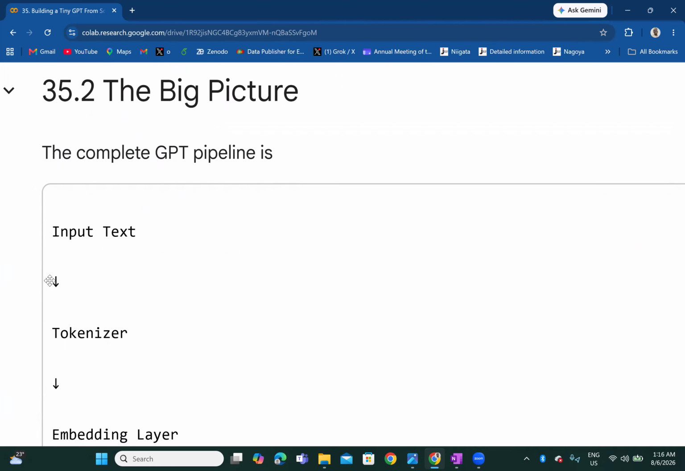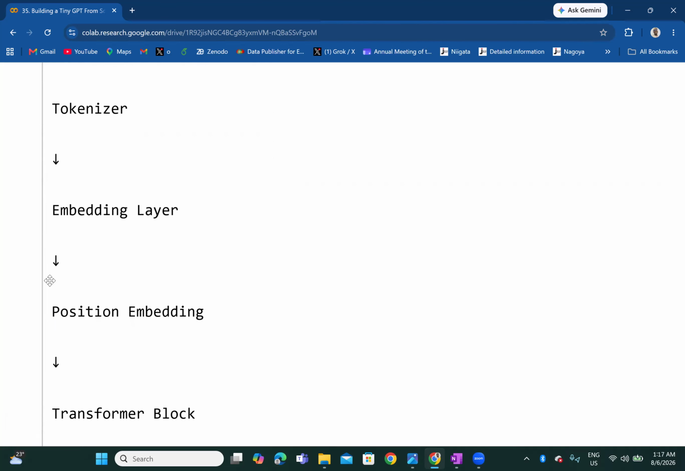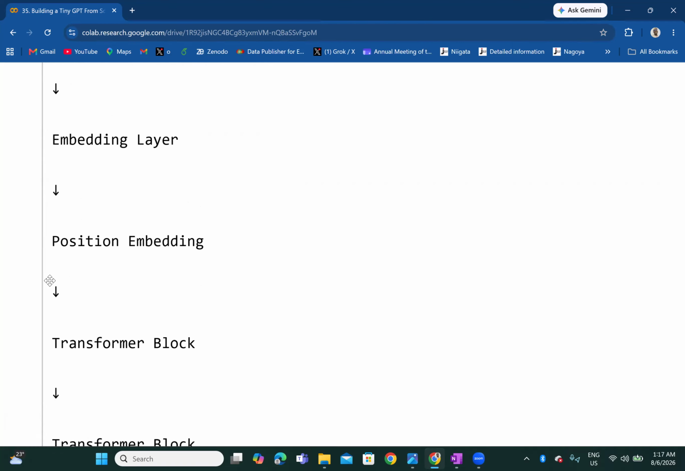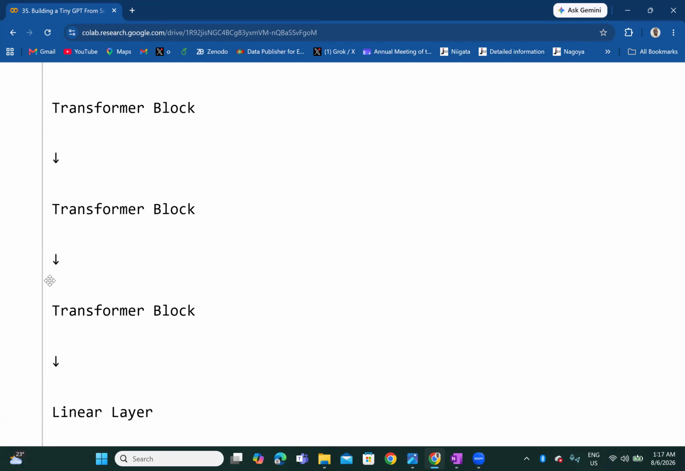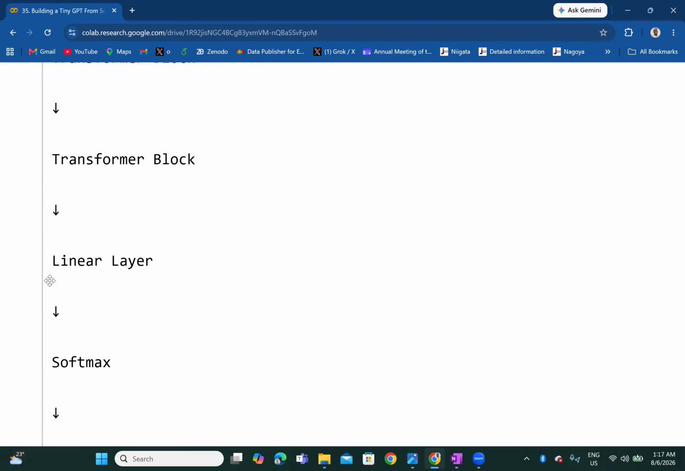The complete GPT pipeline is as follows. You have the input text, which is your prompt, and that prompt is tokenized by a tokenizer, broken down into word chunks or bits as much as possible. Then you have an embedding layer, where numbers are assigned to the tokens. You have a token ID and vectorization. And then position embedding, to capture the position each word occupies. Then you have a transformer block, which is where the whole processing goes on. You have a series of transformer blocks, layers and layers of them.